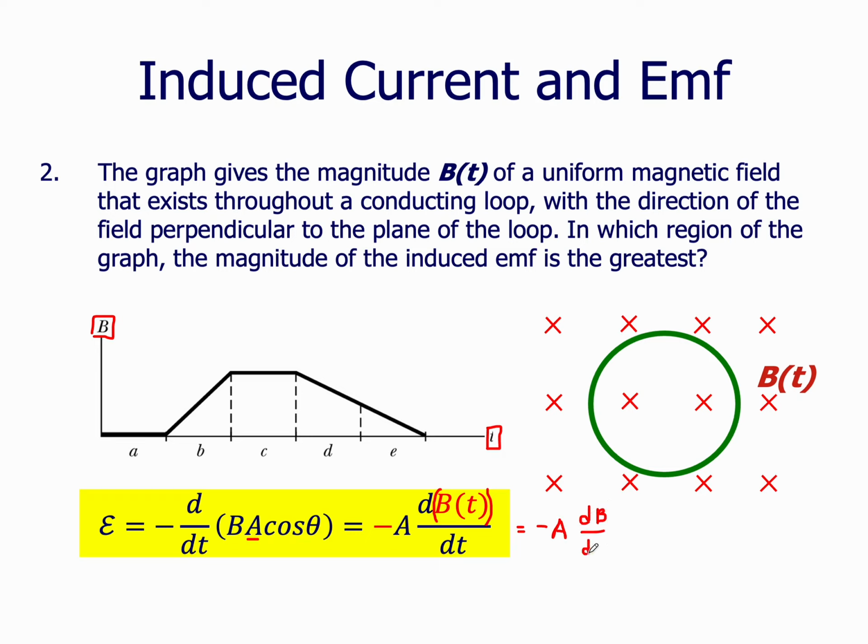So in what region of the graph is there the greatest voltage produced? Well, it's the region which has the greatest slope, dB/dt. Where's that going to be? The correct answer is B. Even though the magnetic field is greater up here, it's not changing. In fact, there's no induced EMF in C. And D and E have the same, but that slope is smaller. And it's negative, which actually would create a current in one direction when it's increasing, and a current in the other direction when it's decreasing.